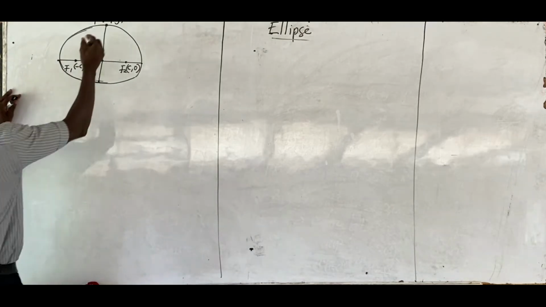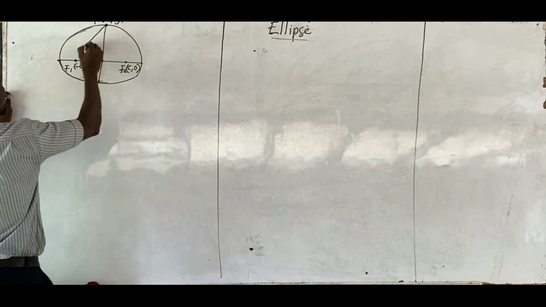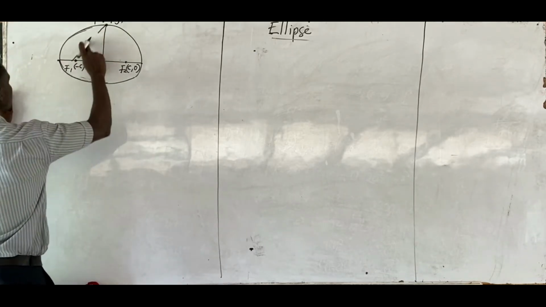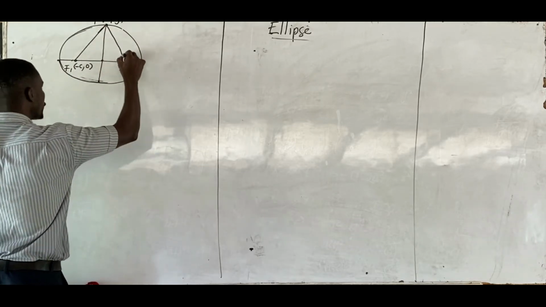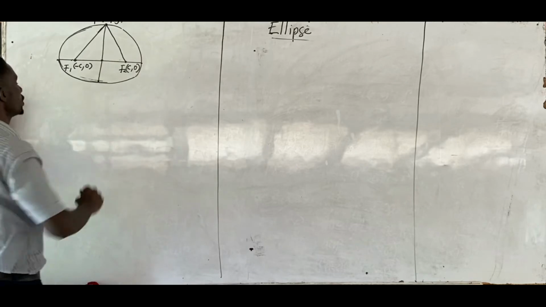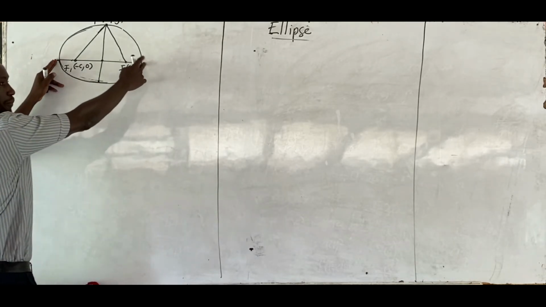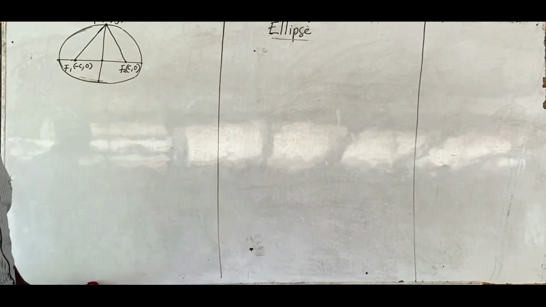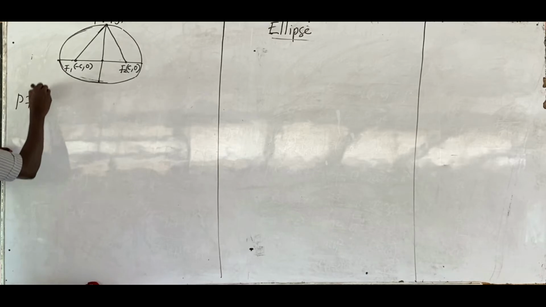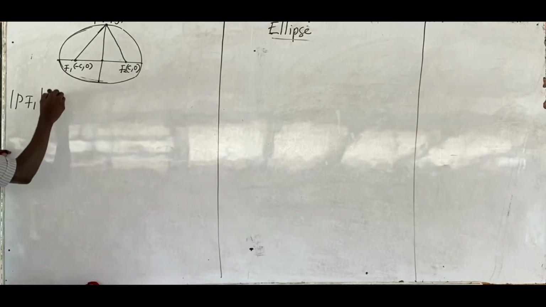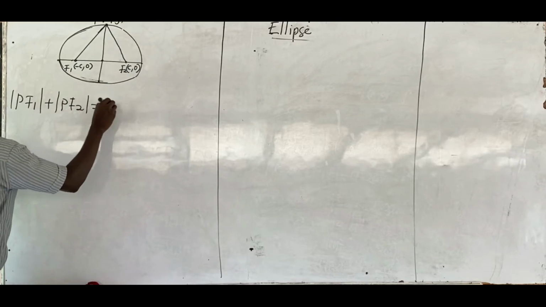Now, the definition of ellipse is that the distance pf1 plus the distance pf2 must be equal to 2a, the whole distance, which is on the major axis. So the distance pf1 plus the distance pf2 should be equal to 2a, which is a constant.